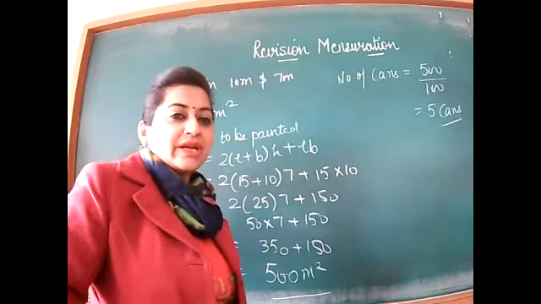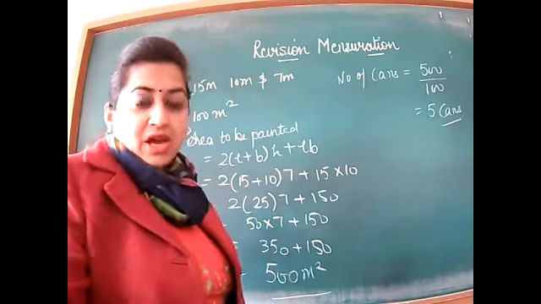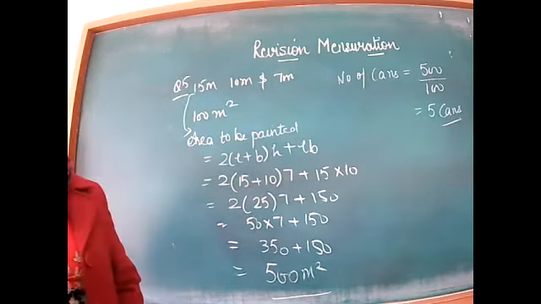Everyone calculate this. Find the total surface area of this cylinder whose radius and height is given.